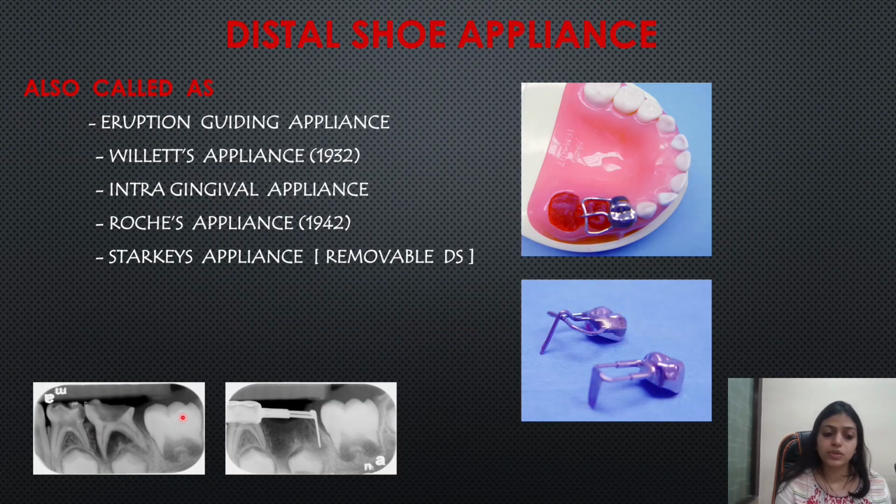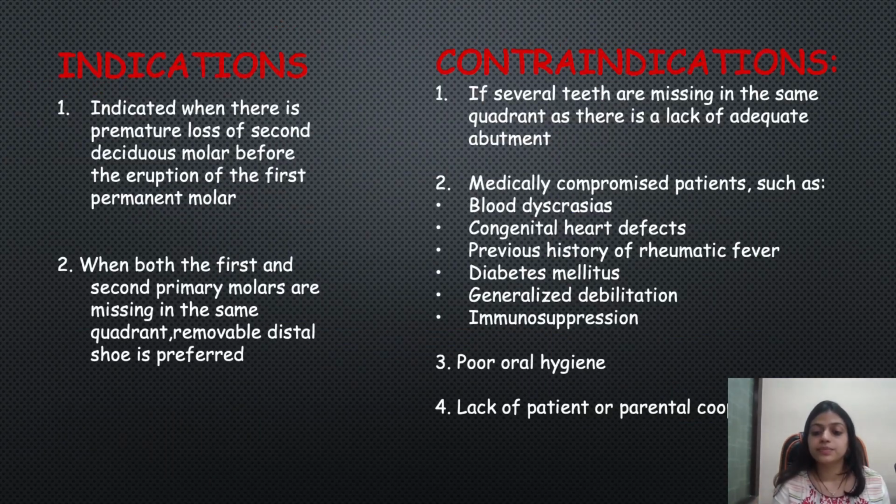So this is before the eruption of the first permanent molar when the primary second molar is indicated for extraction. Then we put a band or a crown over the primary first molar and give a distal shoe appliance. Indications: it's indicated when there is premature loss of second deciduous molar before the eruption of first permanent molar. When both the first and second primary molars are missing in the same quadrant, then distal shoe which is removable is preferred. Okay, that is Starkey's appliance.